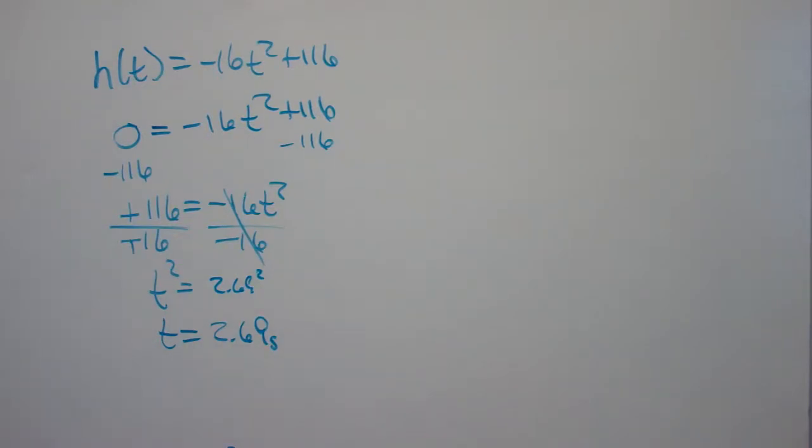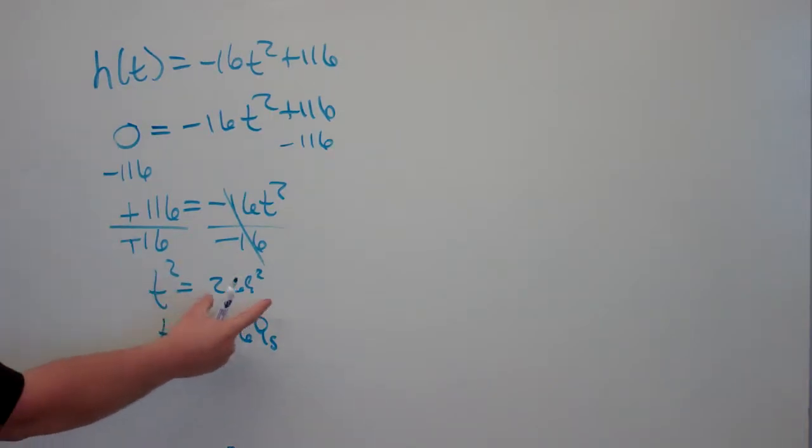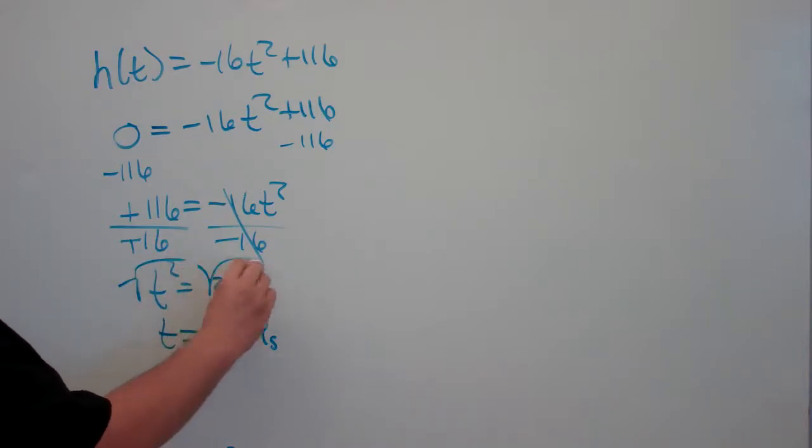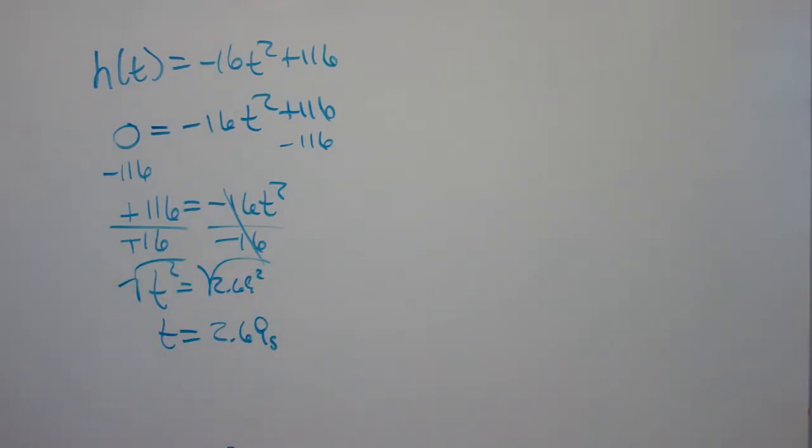Alright? I forgot to do that one in the calculators all the way across the room. But this is how you do it. 116 divided by 16, that will give you this number. Then take the square root of both sides. And of course you can throw out the negative one in this case, because it's time. You can't have negative time. We can't go backwards in time. Alright? So, there we go.